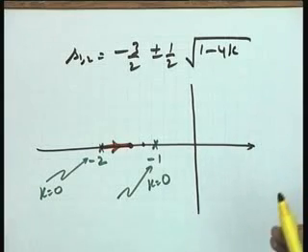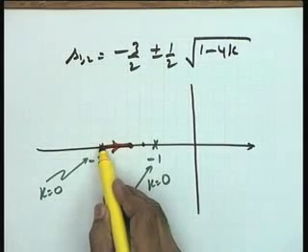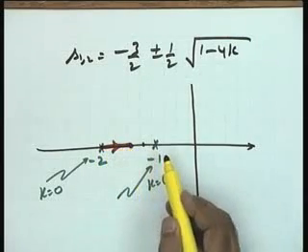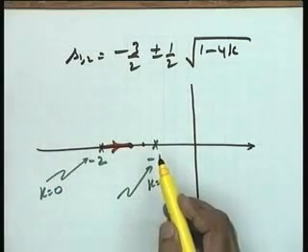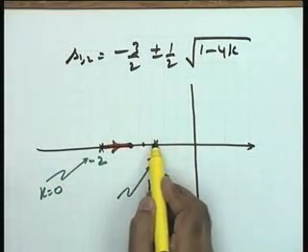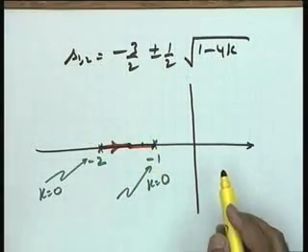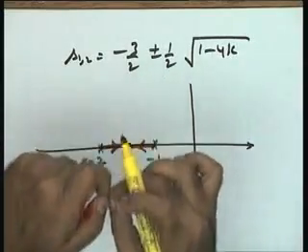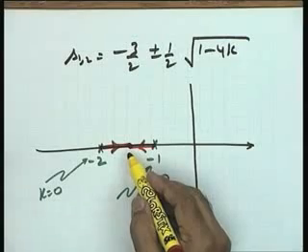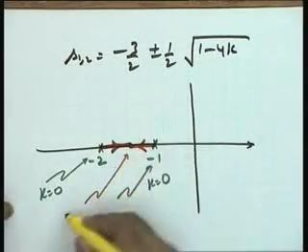I need your attention at this particular point, please. One of the closed loop poles is moving on this line as K is increasing from 0 onwards, and I reach the value 1 by 4. Another root is moving on this line as K is increasing from 0 and reaches the value 1 by 4, and these two roots meet at a common point where the root is minus 1.5 and the value of K is 1 by 4.